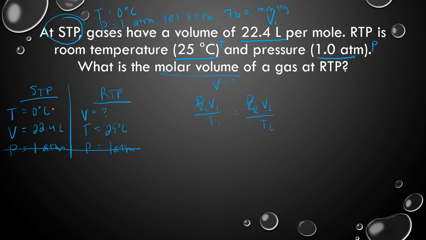So we're going to convert it. This would be 273 Kelvin, because remember our formula is Kelvin is degrees Celsius plus 273. So this is going to be 273, and this would equal 298 Kelvin. We're going to use those numbers. So we're going to put 22.4 liters over 273 Kelvin, and that is going to equal some volume over 298 Kelvin.